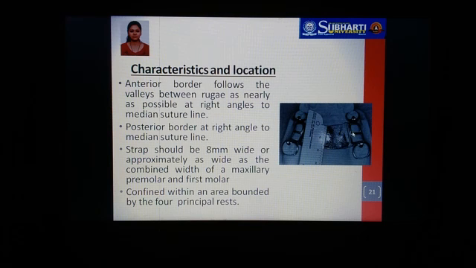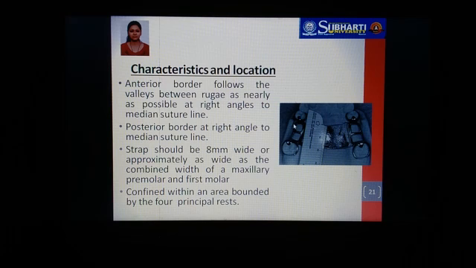So the strap should be 8 millimeter wide or approximately as wide as the combined width of the maxillary premolar and the first molar. So it should be confined within an area bounded by the 4 principal rests. Whenever we are talking about a class 3 Kennedy situation, and we are giving the palatal strap as major connector extending from one side to the other, we must ensure that there is a rest on all the adjacent teeth, the supporting teeth lying just adjacent to the edentulous area.